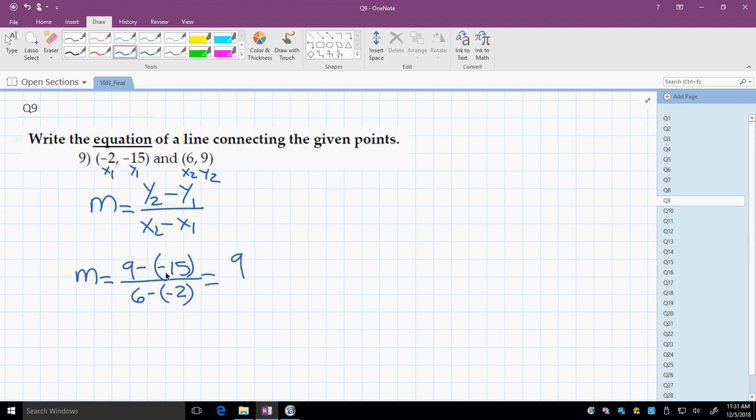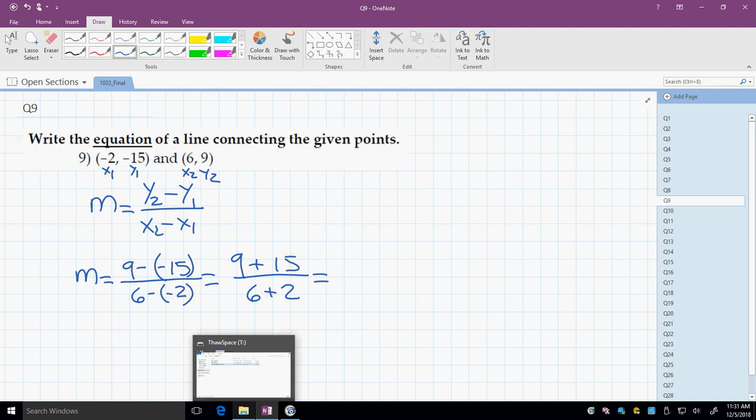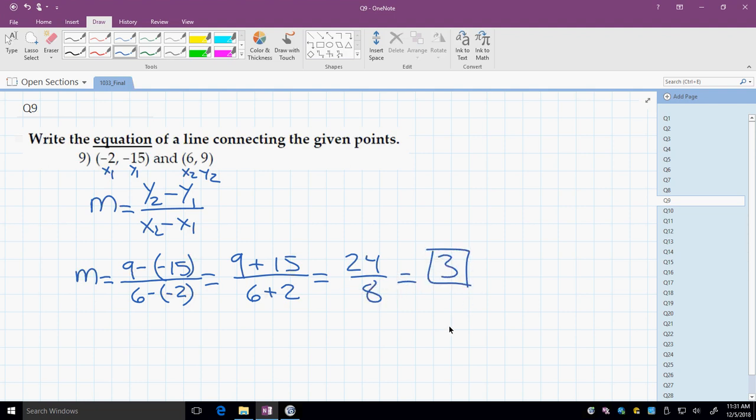So 9 minus negative 15: a negative times a negative is going to give you a positive 15. 6 and the same thing. Negative times negative is going to be a positive 2. This is 9. It's going to be 24 over 8. If you simplify that, it's going to be 3. So your slope is 3.